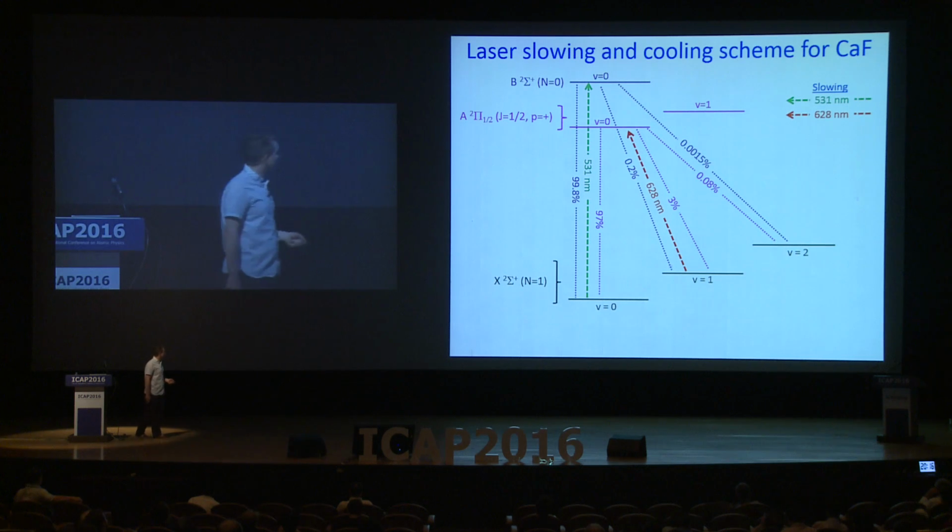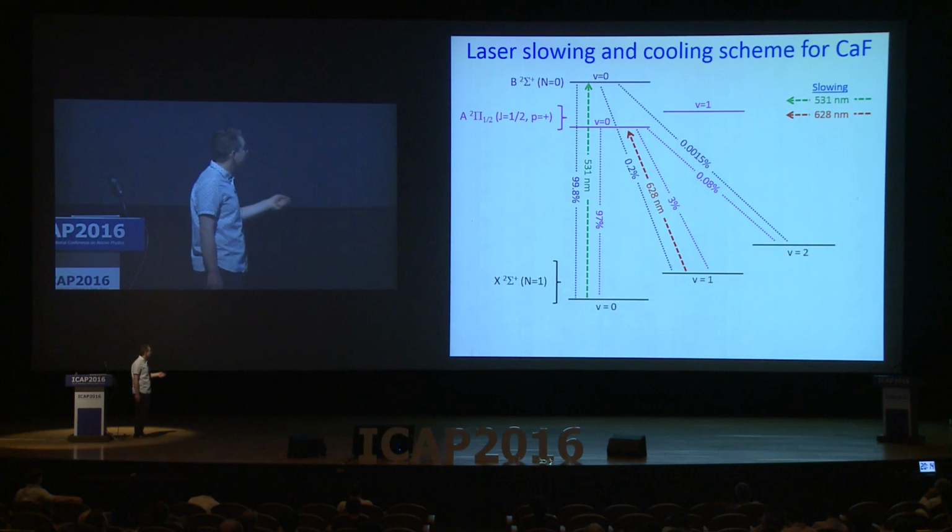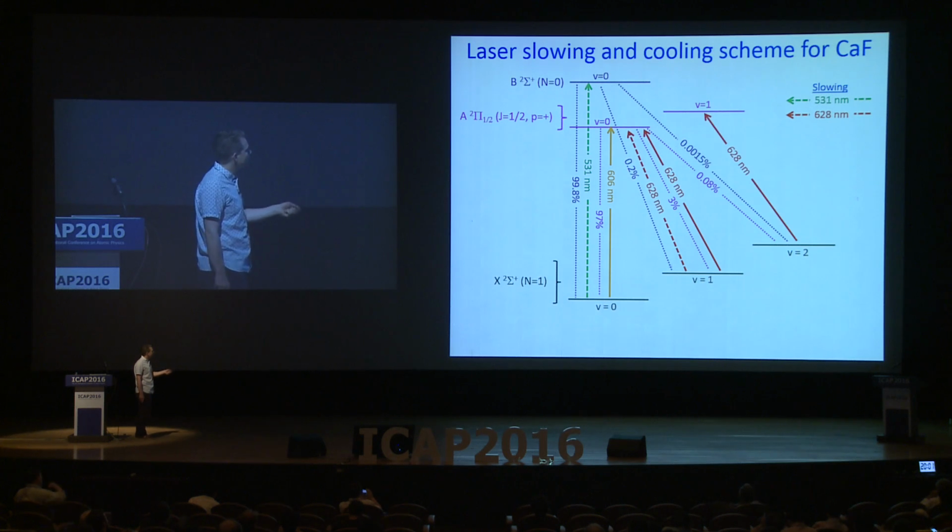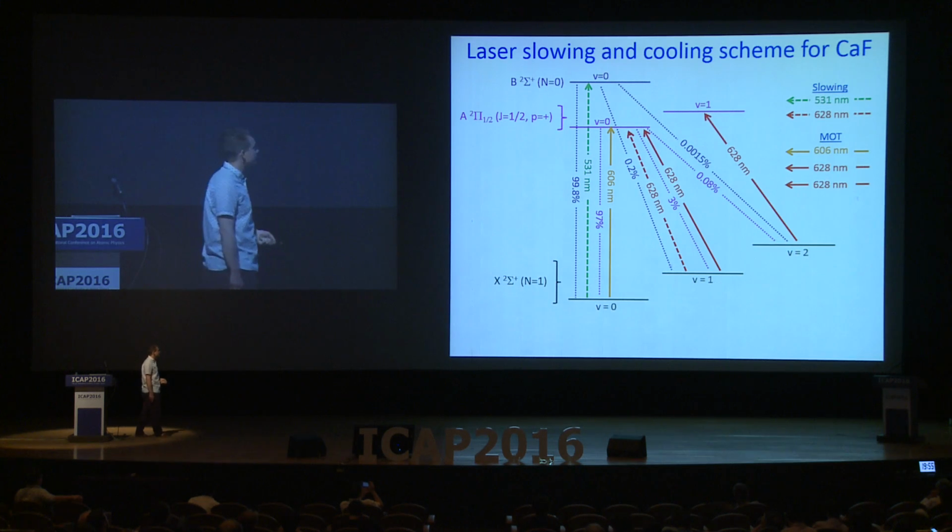For the MOT, we choose to use the X to A transition. So the main cooling light is this transition here at 606 nanometers. And then again, we repump population from v equals 1 using this transition here at 628 nanometers. And we also repump the population that goes to v equals 2 using this transition here, also at 628 nanometers. So there are 3 main lasers to make the MOT.